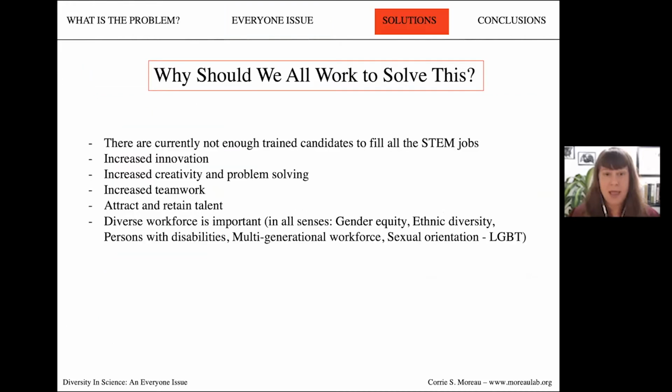So why is it that we should all work to solve these? Well, one of the things that we know is there's currently not enough trained candidates to fill all the STEM jobs, both in academia and in industry and in government and NGOs. We do know that when you have diverse teams, it increases innovation, increases creativity and problem solving, and increases teamwork. We also know you're more likely to attract and retain talent, and that we really need all axes of diversity in our workforce.